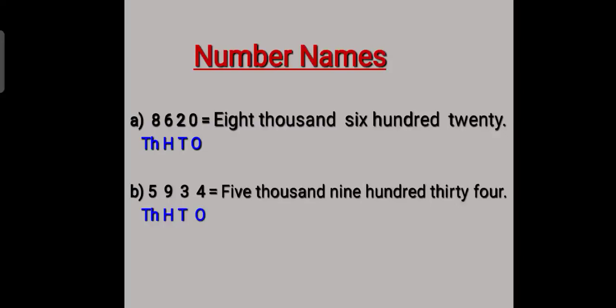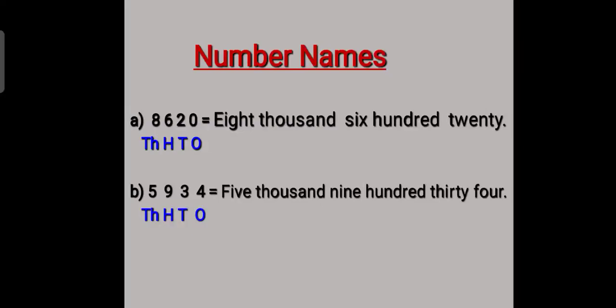Next, number names, or writing in words. How will you write the number name? I have taken some examples. The first number is 8620. Firstly, we write down the place value of every digit, starting from the right. The place value of 0 is ones place, 2 is at tens place, 6 is at hundreds place, 8 is at thousands place. How many thousands are given here? 8. So I will write 8000.